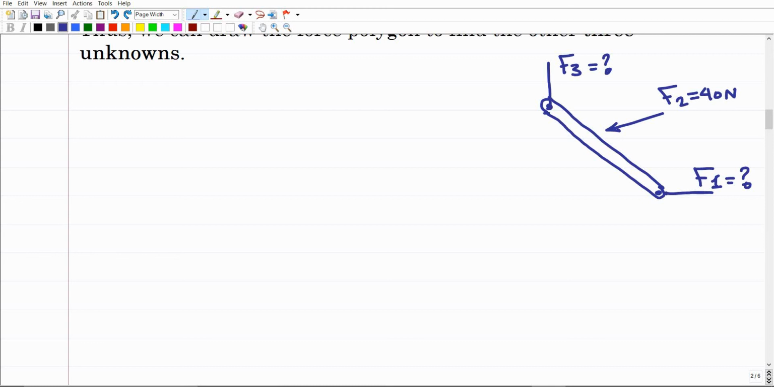So in this part, we're going to assume that this force is fully defined in direction, but the magnitude is unknown. But this one is fully defined in terms of magnitude and direction. And let us assume that this force F3 is fully unknown. We have nothing to know about this force F3.